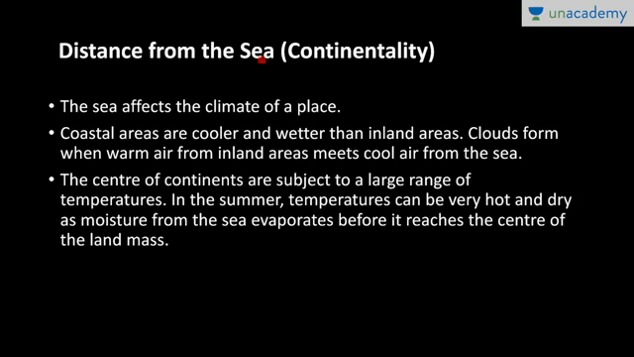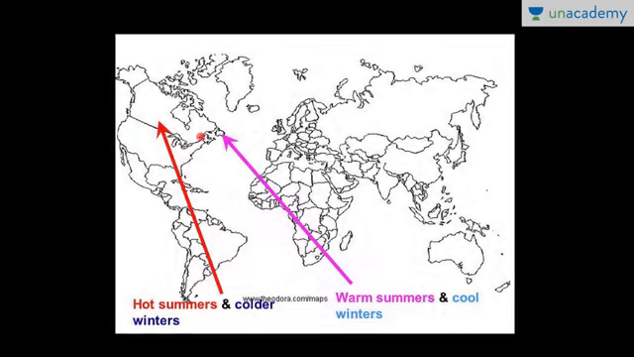Now, the first one is distance from the sea, that is continentality. Remember one thing, the sea significantly affects the climate of a place. It has a moderating influence on the climate of coastal areas. You can see here the climate of coastal area. Here it is warm summers and cool winters. Remember, it is warm and cool. In the interior part, it is hot summers and colder winters. So it is hot and colder.